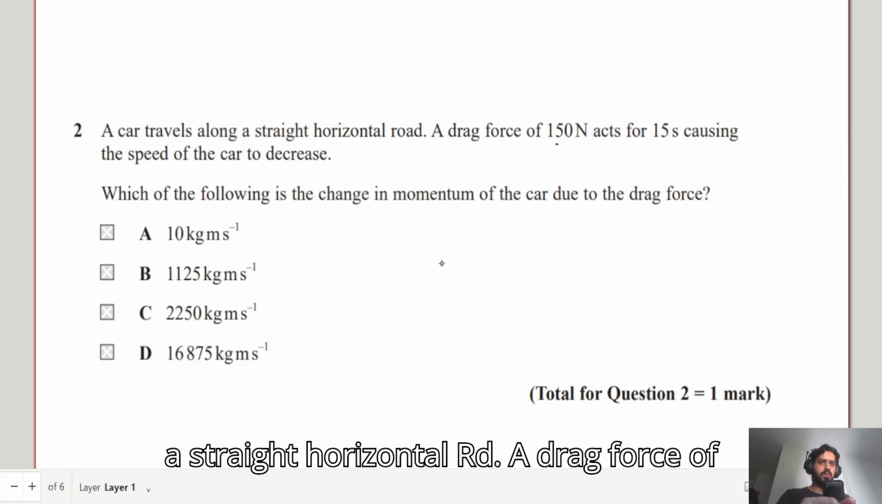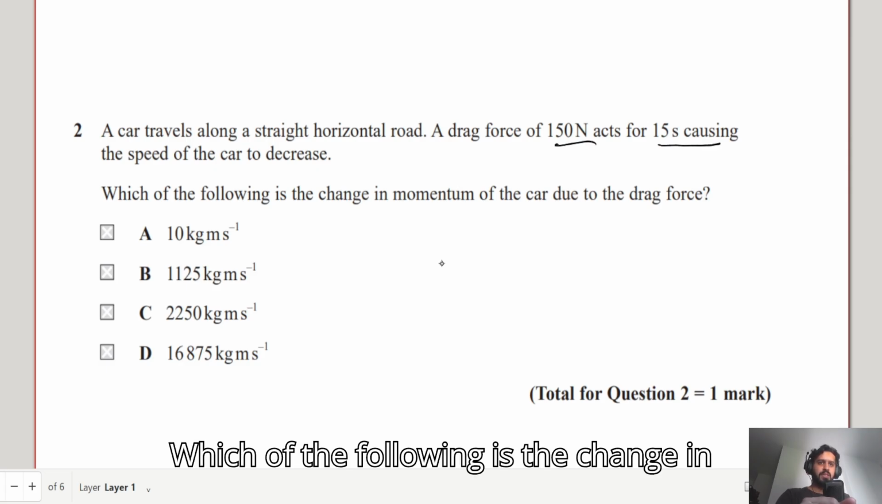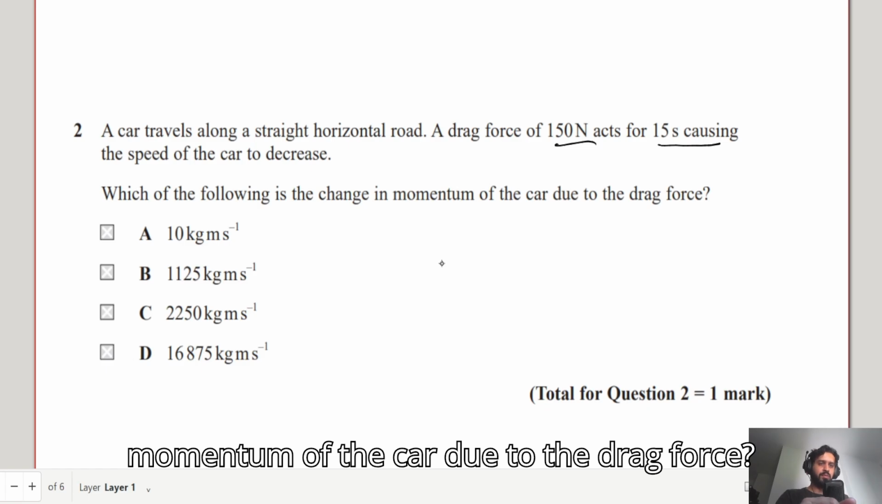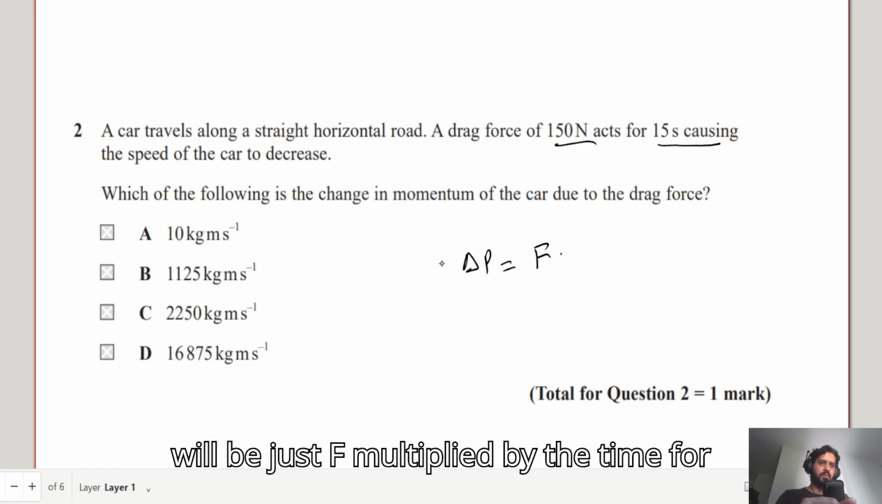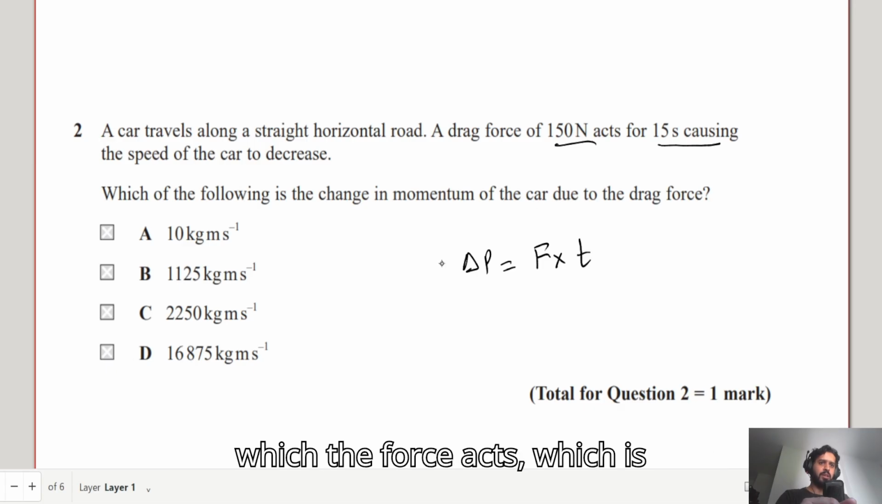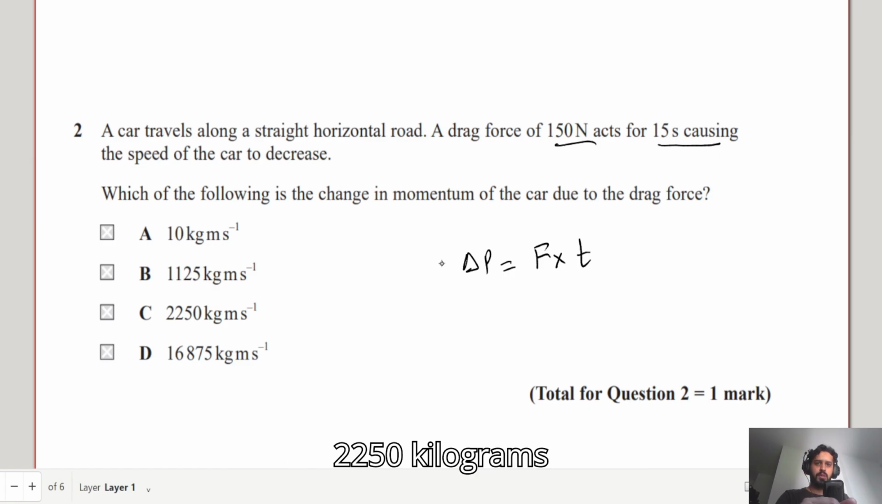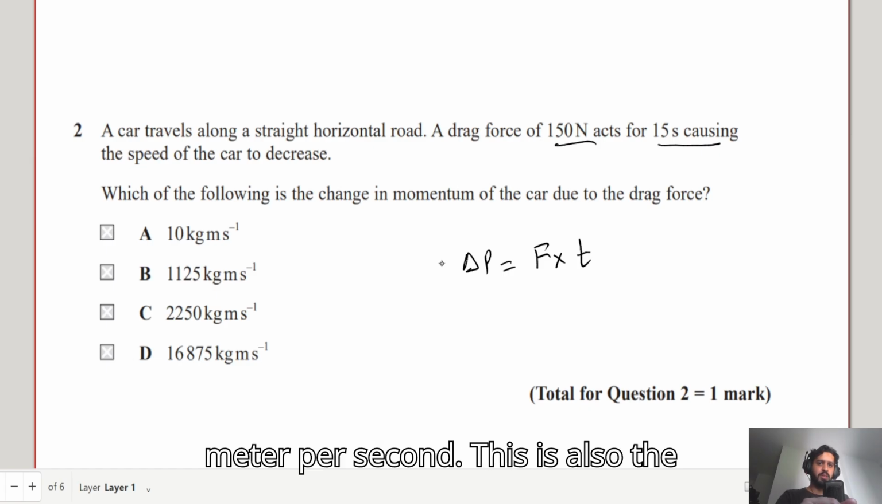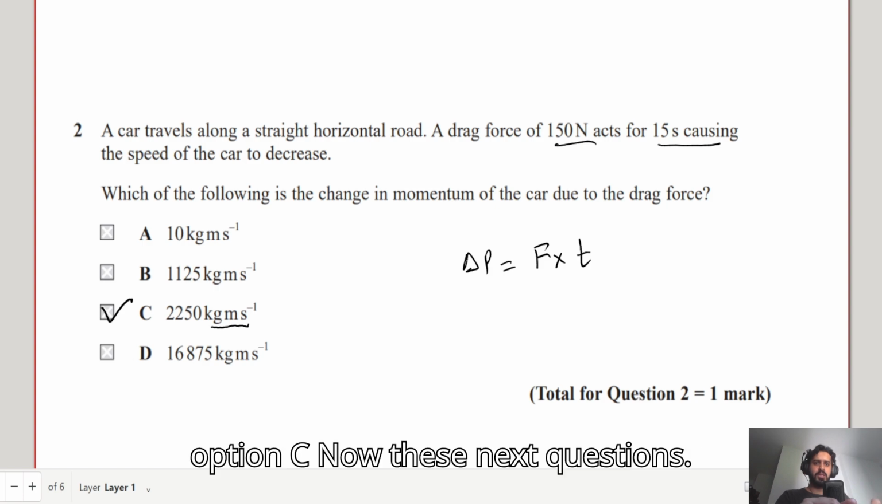The next question is: a car travels along a straight horizontal road. A drag force of this acts for 15 seconds. Which of the following is the change in momentum of the car due to the drag force? Again, very simple. So change in momentum will be just F multiplied by the time for which the force acts, which is 150 times 15. So that will give you 2,250 kilograms meter per second. This is also the unit of change of momentum. So it is option C.